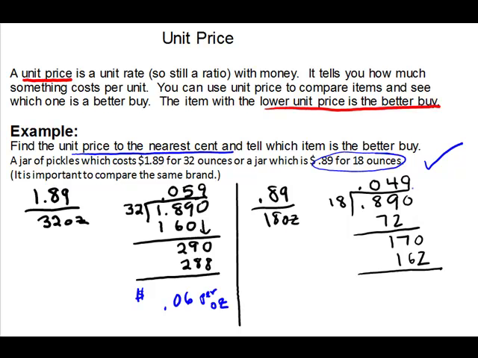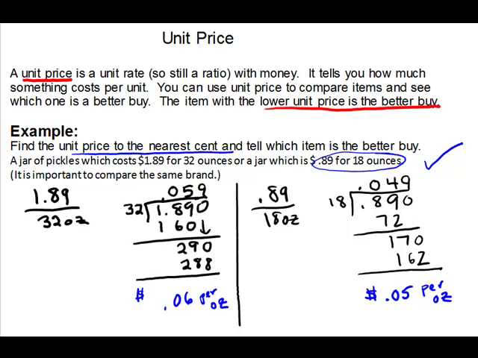So we look one digit to the right. A 9 will push it up. So we'll have 5 cents per ounce, or 0.05 per ounce. Some stores calculate the unit price for you and put it on little tags right below the items.